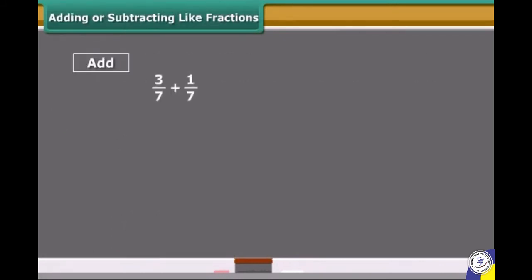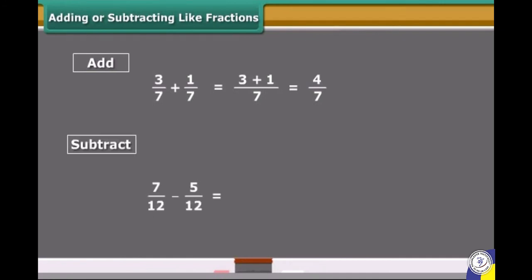Students, the sum of two or more like fractions is obtained in two steps. First, we add the numerators. Second, retain the common denominator. And finally, write the fraction including both the results. To get the difference of two like fractions, first we subtract the smaller numerator from the bigger numerator. Second, retain the common denominator. Then write the fraction including both the results.